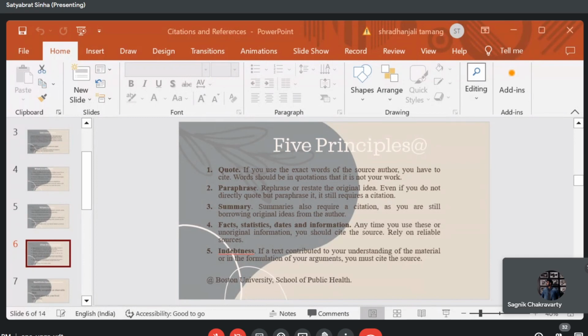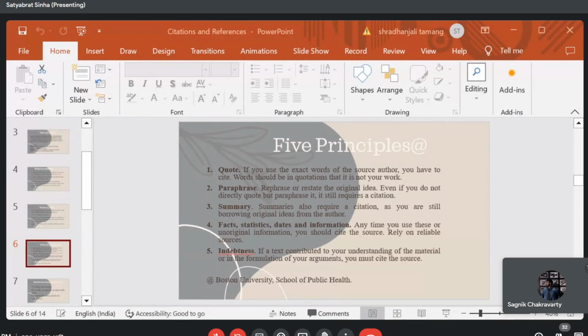If you're summarizing an idea from an author, then even a summary requires a citation, because you're still borrowing original ideas. And when we cite in paraphrasing or summary, citation should occur in each sentence if your ideas are borrowed. If you have an entire paragraph as a summary, ideally you should cite in each sentence rather than at the end of the paragraph, because wherever your citation is, it refers to that sentence.